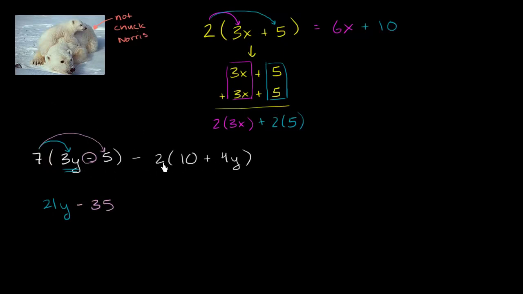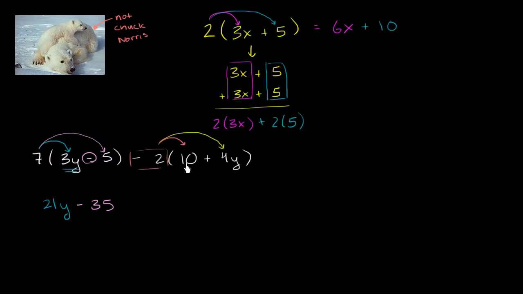So you might be tempted to say, oh, 2 times 10 and 2 times 4y, and then subtract them. And if you do that right and you distribute the subtraction, it would work out. But I like to think of this as negative 2, and we're going to distribute the negative 2 times 10, and then negative 2 times 4y.